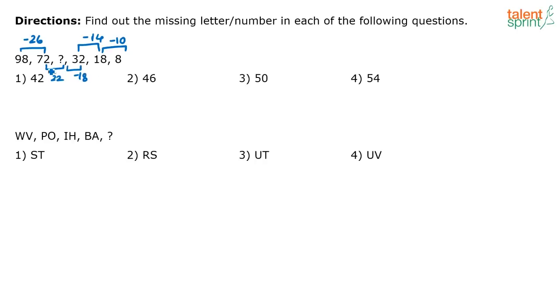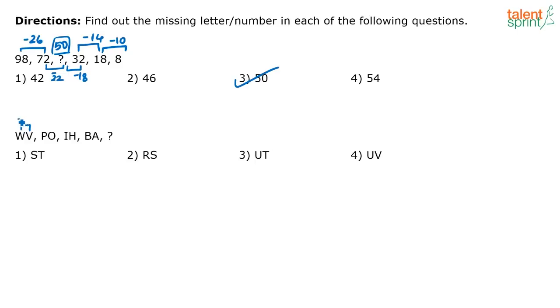Yes, so 72 minus 22. That is going to be 50. And 50 minus 18 is going to be 32. So this is the pattern, right? From minus 26, you have minus 4, minus 4, minus 4, minus 4, etc. So the correct answer that we are looking for here is 50. That is option 3.